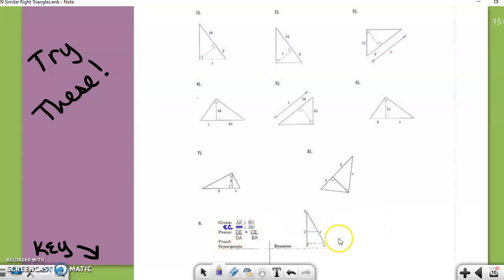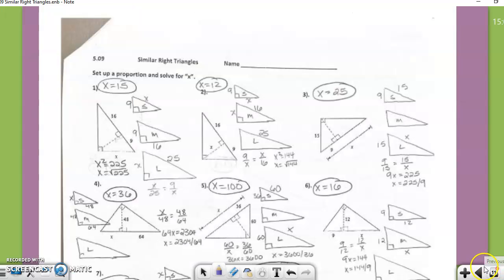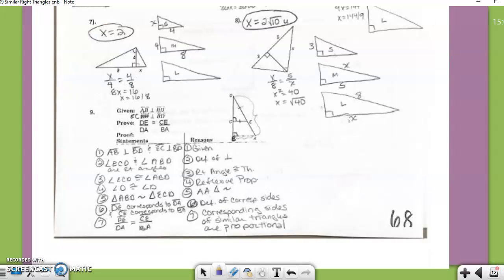The key is on the next page. I'll let you get to that. So pause your video. Here's the key for 1 through 6, showing my work. And here's the key 7 through 9. Showing my work. Feel free to pause and look through these things. Make sure you're getting them right.